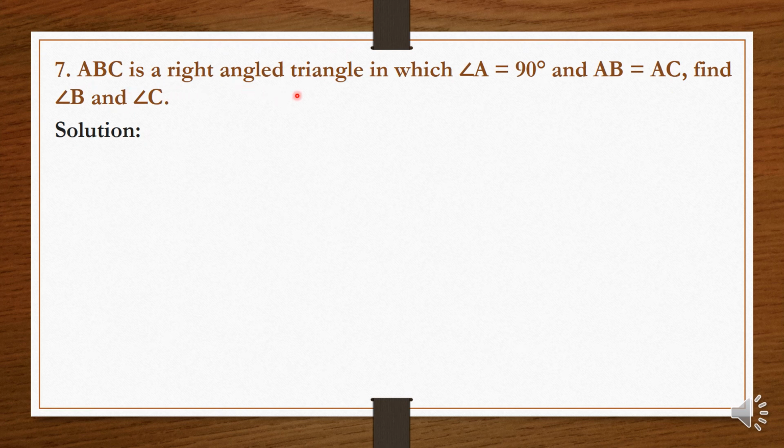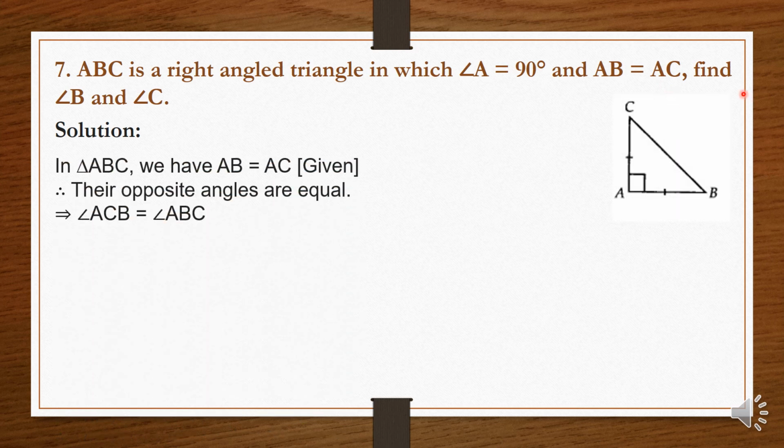ABC is a right angled triangle in which angle A is 90 degrees and AB is equal to AC. Find angle B and angle C. So, from here what we can see is that we have a right triangle ABC where angle A is 90 degrees right over here. It also says that AB is equal to AC. So we have the side AB equal to AC. So we have constructed the diagram. Now we have to find out the value of angle B and angle C.